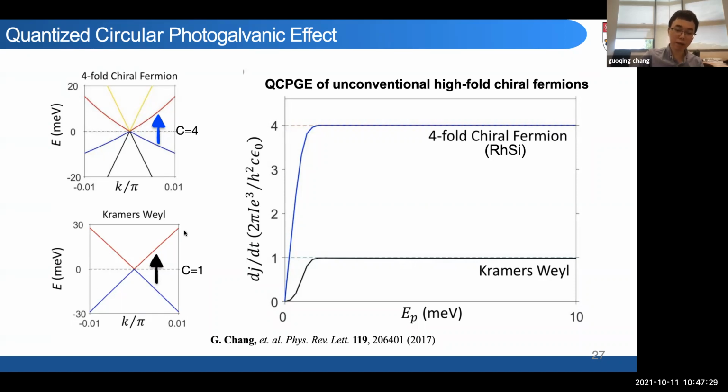And here I have a comparison with the conventional two-fold Weyl fermion, which is the black curve. You can see this is the plateau predicted before, which should be equal to 1 for the standard Weyl cone. So in principle, we found that as long as you have chiral fermions, we are supposed to realize this multifold.